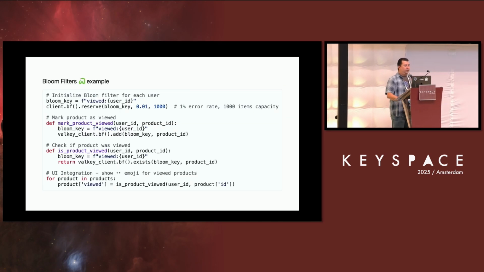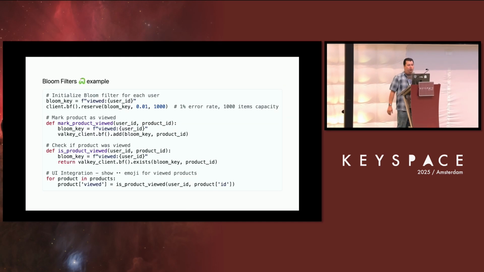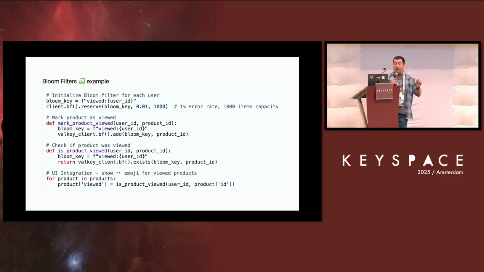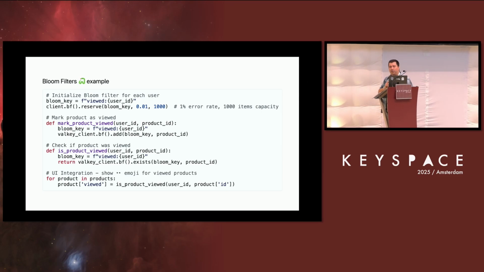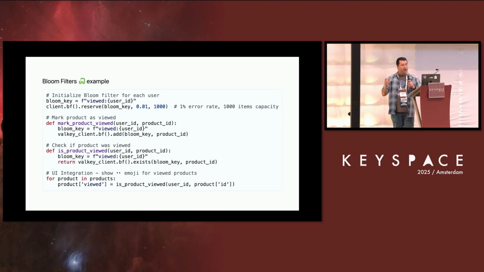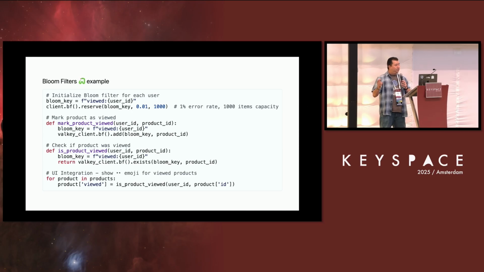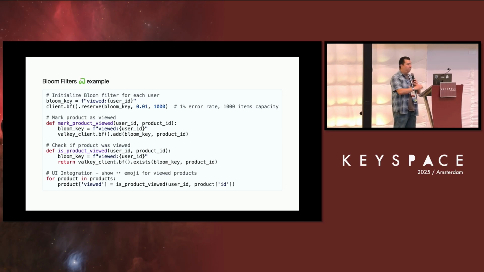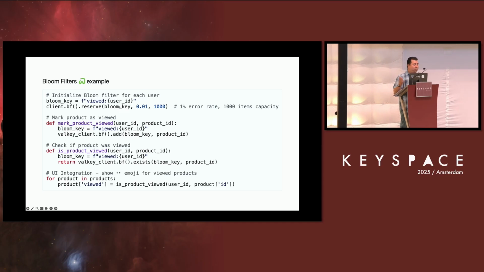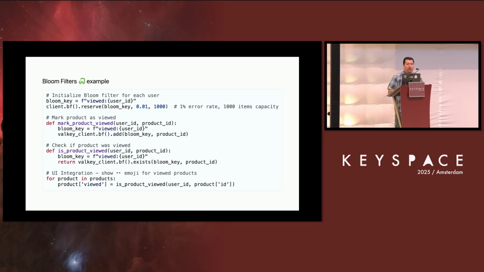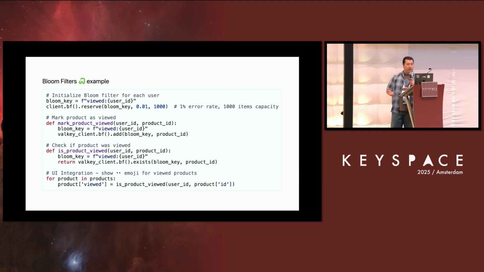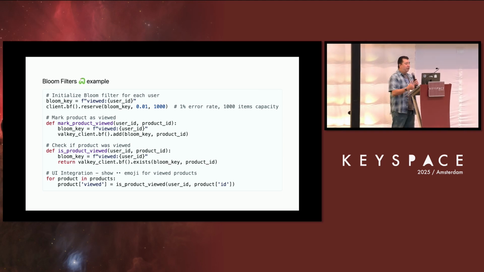So let me explain a little bit about how the code works. Remember, they said you can, with Bloom filters, have a probabilistic way to say what the percentage of error rates that you're going to get and the items capacity. That's what you do with the reservation in this case. So you say, I want to create 1,000 items per user. I'm going to keep track of these many products, and then I want to have 1% error rate. And then we're just keeping track of them.